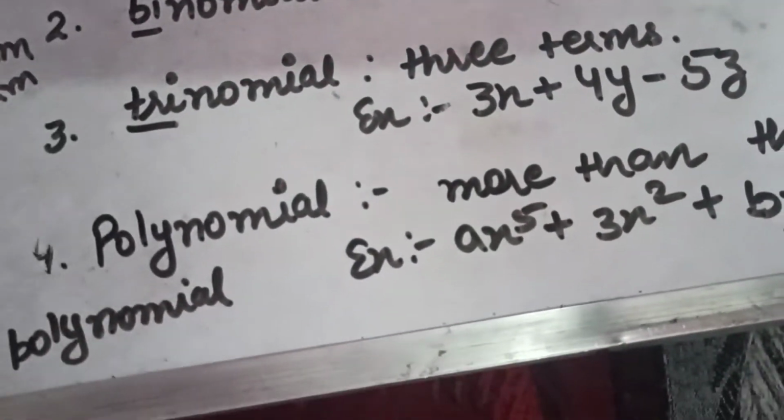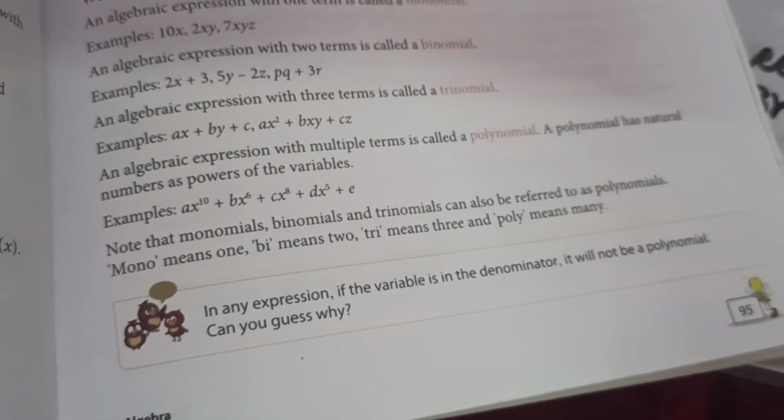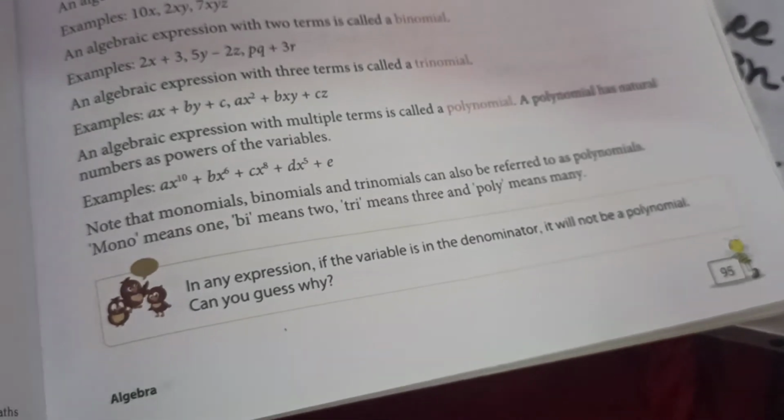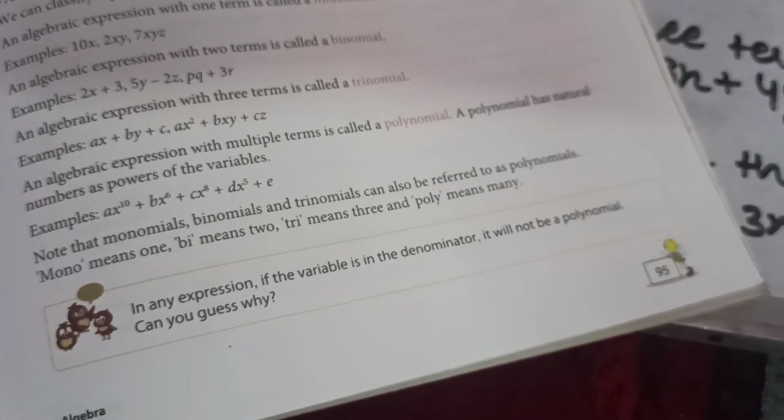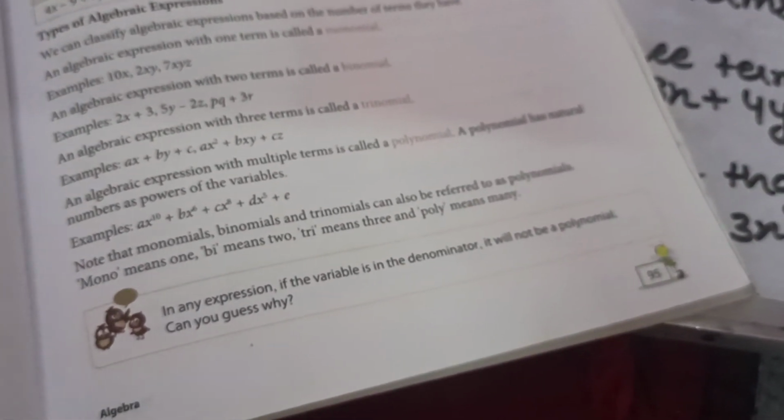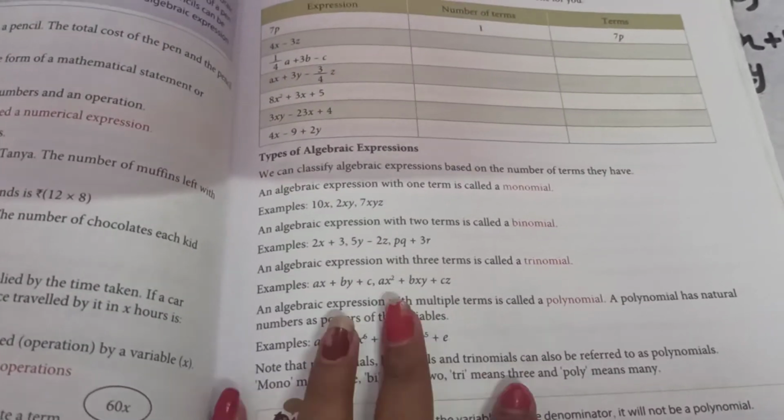See, look at this. This is the question in your book. That is, in any expression, if the variable is in the denominator, it will not be a polynomial. Can you guess why? So that will not be the polynomial. So what do we call it? Non-polynomial. Now, why we call it that, you will find and reply to me in the comments. So clear, students? This we have done.